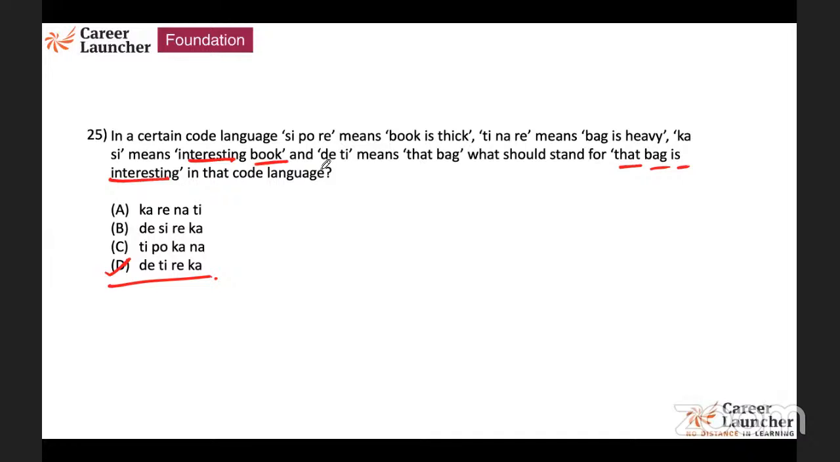Okay, we'll have to be careful. I think the 25th one, right? What is the answer? DE means that bag. So these two should happen: DE and TI, because that bag is there. DE and TI are not there in this, not in this, not in this. The answer is there only in B. Definitely my answer is D for this. You don't even have to solve the entire story.